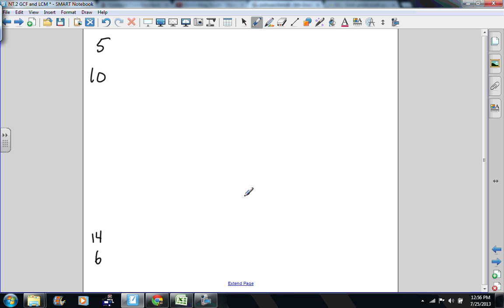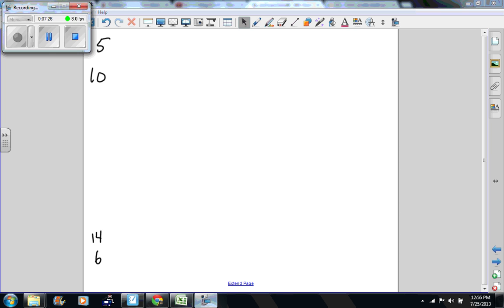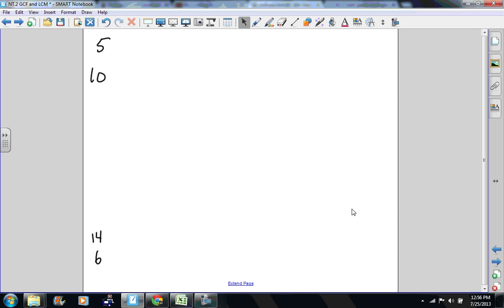Try these two on your own. A little long on time here. So the least common multiple, just to shorten it up, for the top one is 10. This one should have been 42. If you have questions, please ask me.